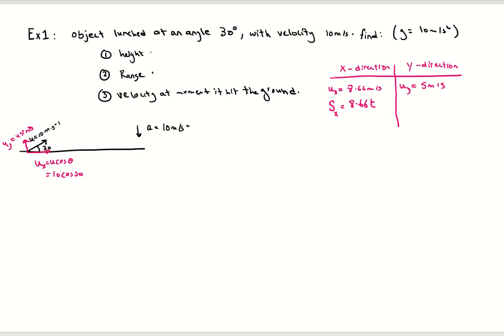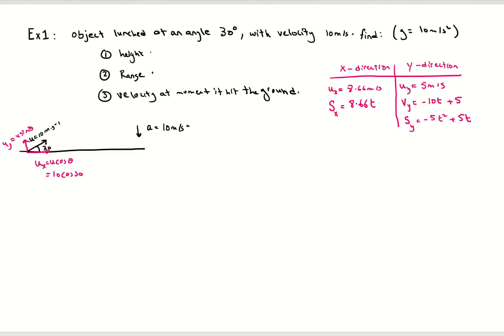Now, for the other side, we have Vy equal to a, but a is in the negative direction, plus uy, which is 5. And the displacement in the y direction, Sy, is minus 10 over 2, so minus 5t squared plus 5t. So this is my toolbox that I will be able to use to answer all of these questions.